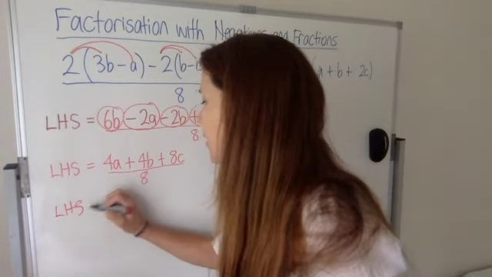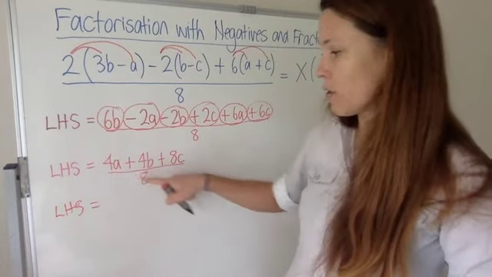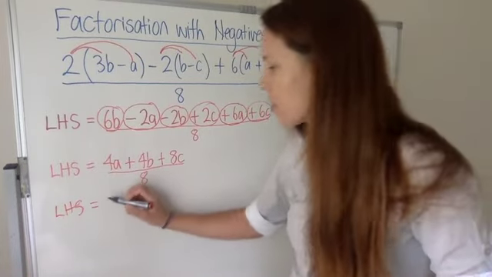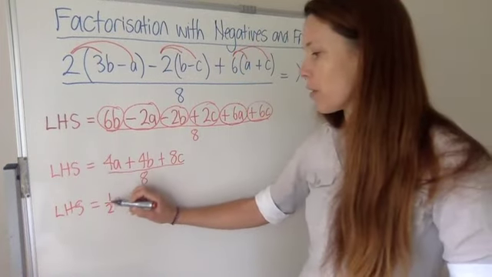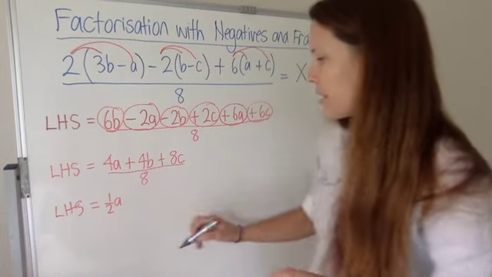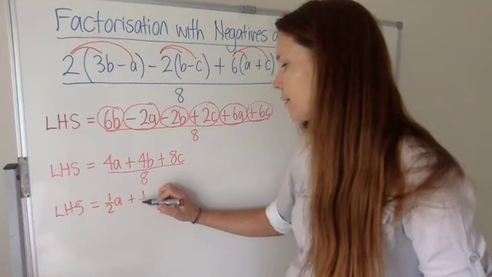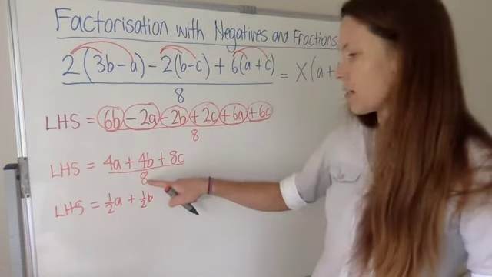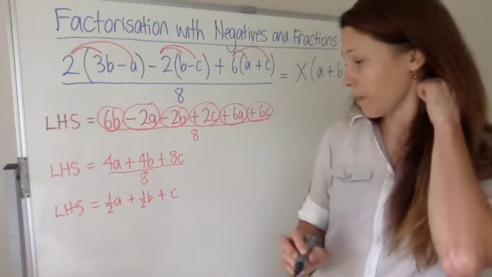The left-hand side is equal to, well, 4a over 8. 4 over 8 is 1 over 2, isn't it? So I've really got half an a. Now if you wanted to write 4 over 8a and then break that down and say, hey, that's half, that's fine. I've just done that in my head. Again, I've got half a b, and I've got 8 divided by 8, that's 1. So I've got 1c, which I'll just write as c.